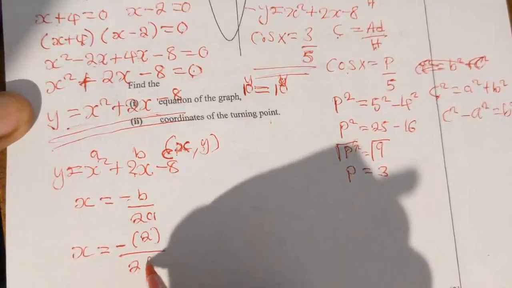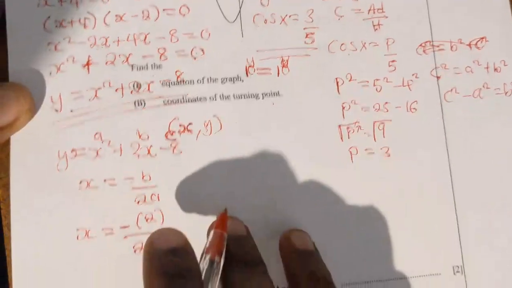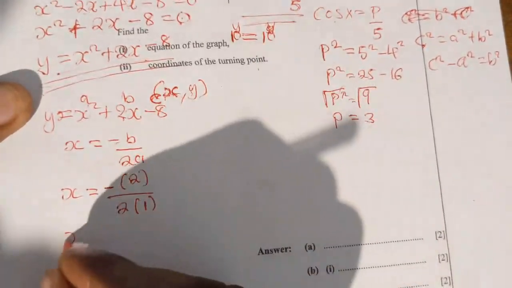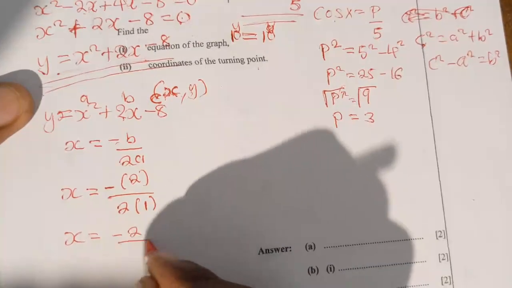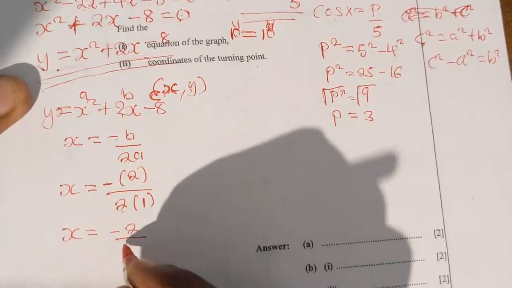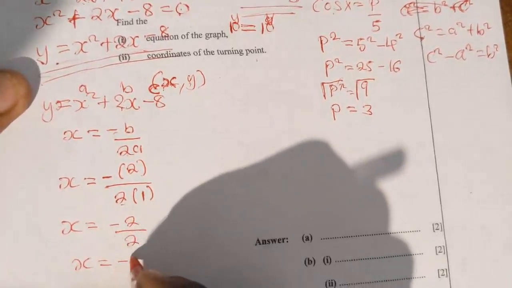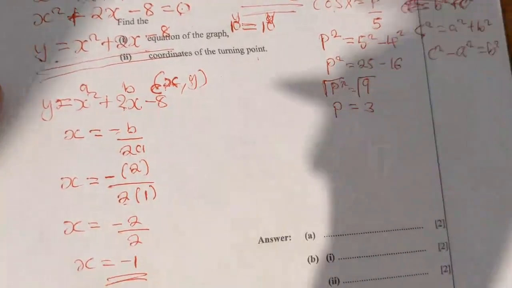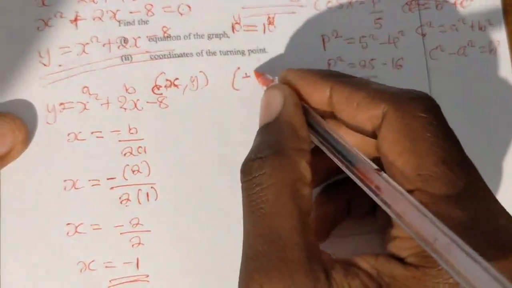What is our a? The coefficient of x squared, a, is 1. So x is equal to negative 2, over 2 times 1, which is 2. So x is equal to negative 1. So this is the coordinate of x, meaning that here we have found negative 1.